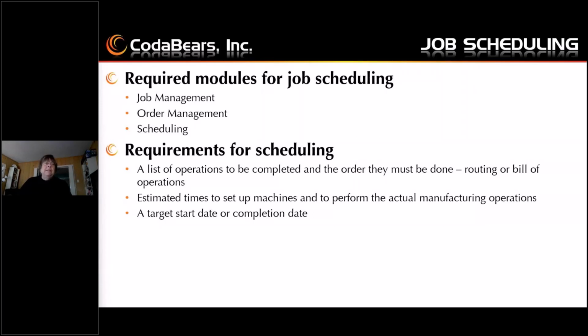There are certain requirements that need to be met for job scheduling. One is there should be a list of operations to be completed and the order they must be done. This would be your routing or your bill of operations. You need estimated times to set up machines and to perform the actual manufacturing operations. And you would need a target start date or completion date. The system will do either one.